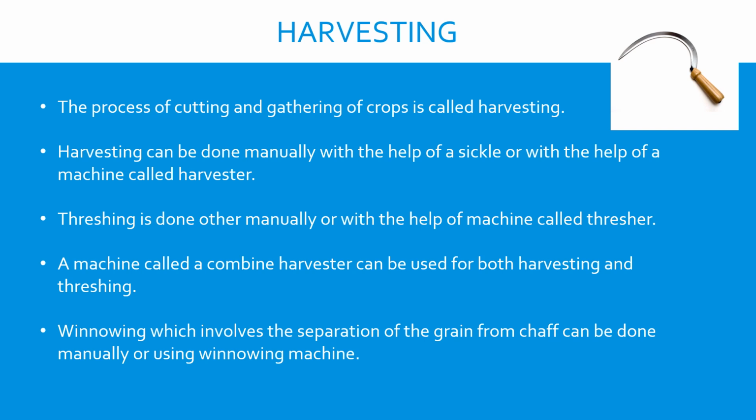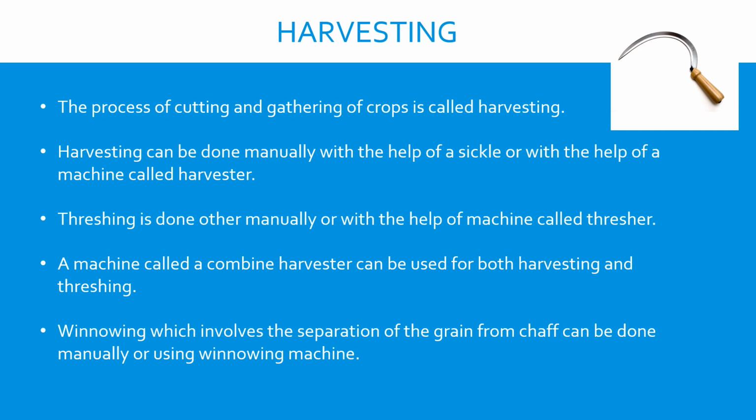So after harvesting with this sickle or harvester, the grains of these cereal plants are separated from the rest of the plants. How is it separated? By threshing or winnowing. Threshing is done manually or with the help of a machine called a thresher. And we also have a combined machine known as a combine harvester, which can be used for both harvesting and threshing at a time.